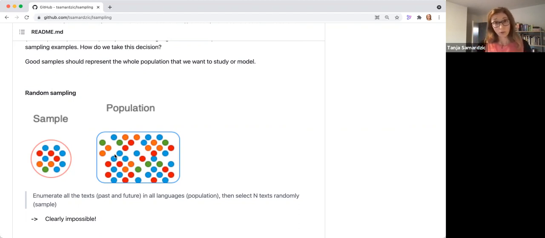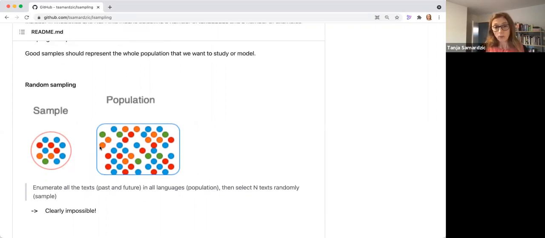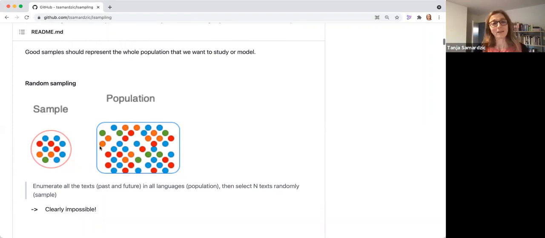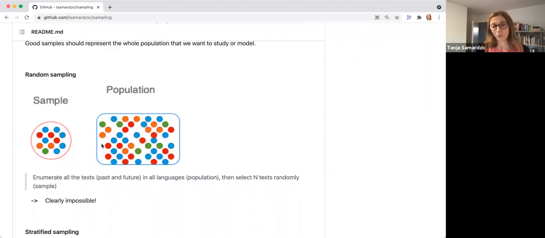In our case, when it comes to language and linguistics, those items are texts. They can be words, they can be other units of language. But for this talk, we will imagine that each dot here is a text in some language. It can be in many different languages. So what we want to do is sample from all possible texts in all languages that there are.